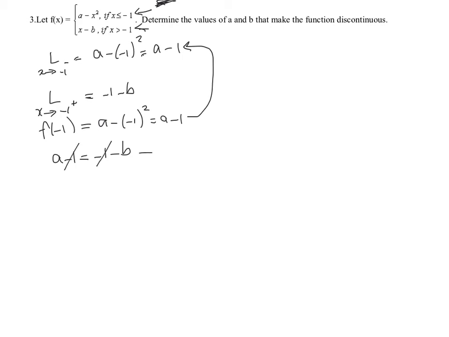Minus 1 cancels out, so a is minus b. This means that for the function to be continuous, a has to be the opposite sign of b. So for the function to be discontinuous, I'm going to say a cannot be equal to minus b. This means, for instance, let's say a is 1, b is any value except minus 1. Let's say b is 1. These two values make the function discontinuous.